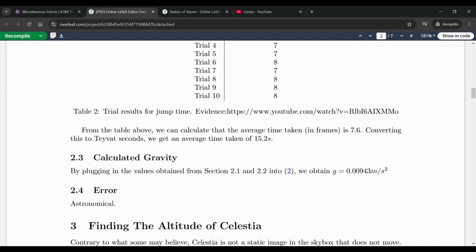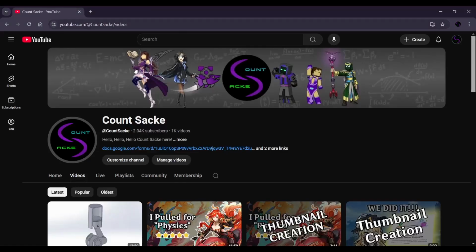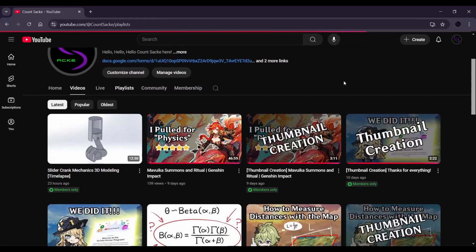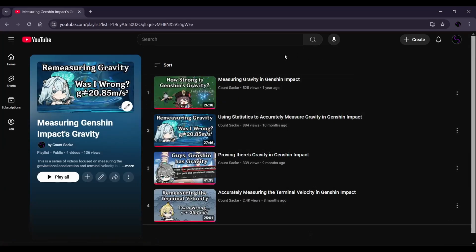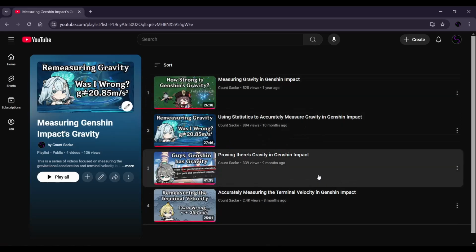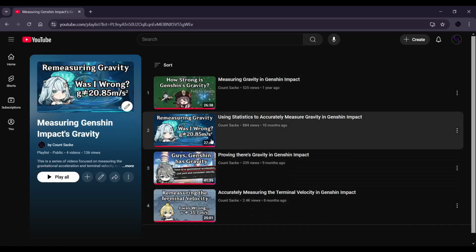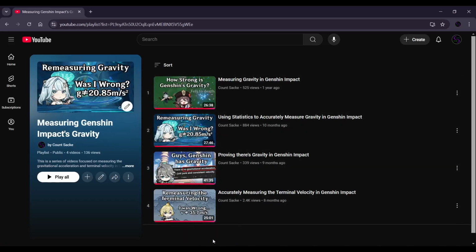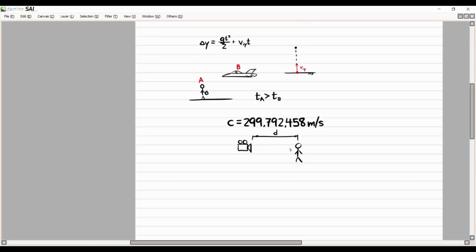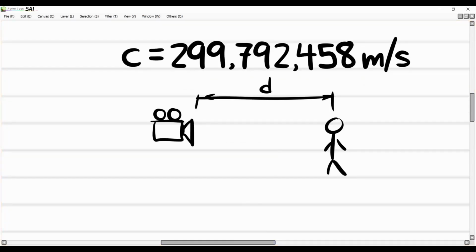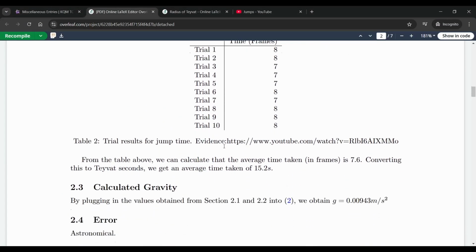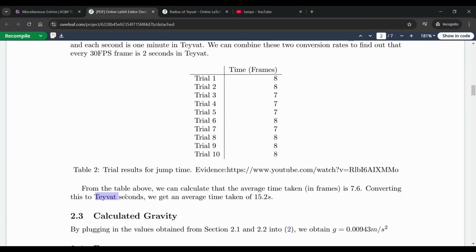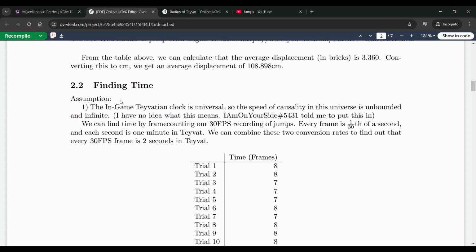I have a whole series where I calculated gravity, so that's really weird. And I must point out that I calculated gravity with very high precision, might I add, very high accuracy. I calculated 20.4 meters per second squared, so that's kind of weird. But maybe it has something to do with this whole Teyvat seconds thing going on here.